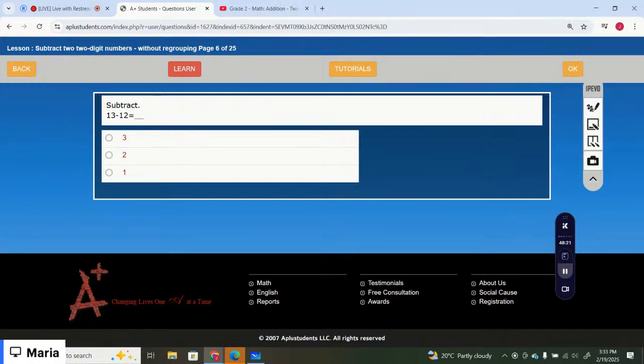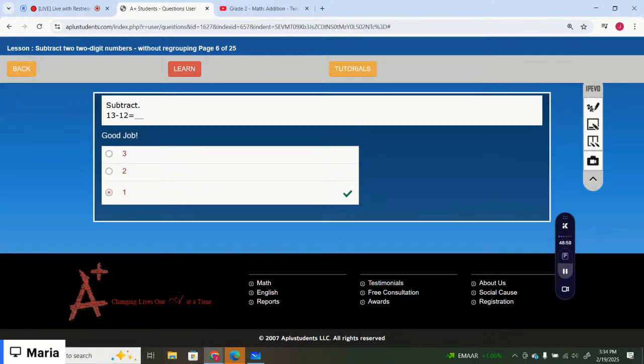13 take away 12 is that is 1. Option number 3 is the correct option. 13 take away 12 is 1.